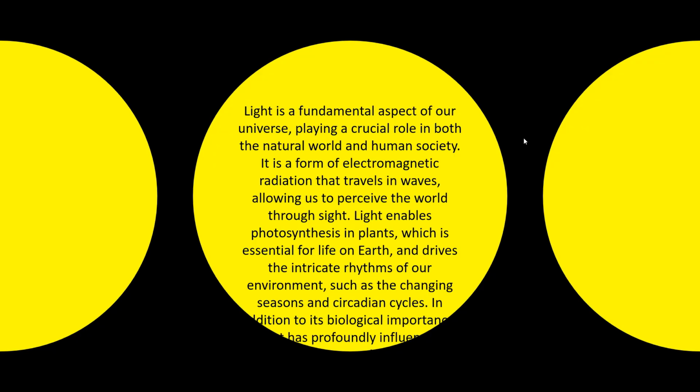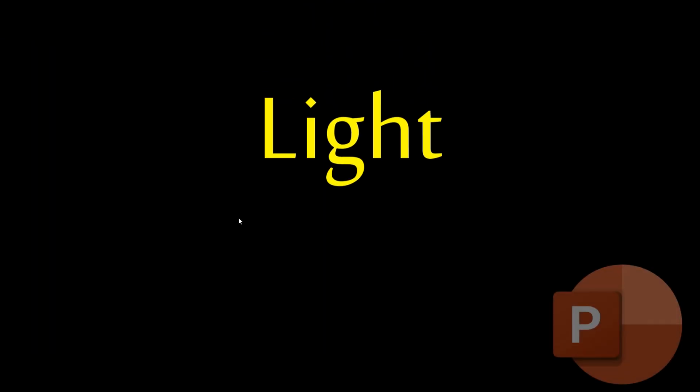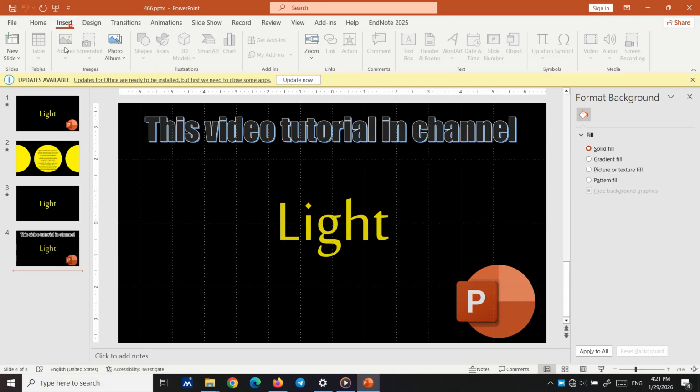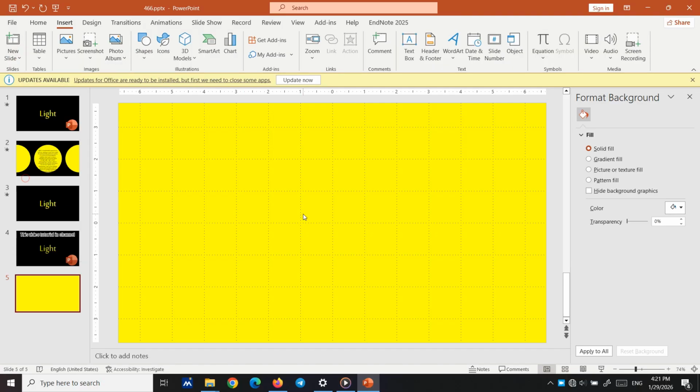Hi everyone, let's see what we are going to create today. You see it's pretty nice. Okay, let's see how we can create that. At first we need to insert a new slot and format the background to the color we want.